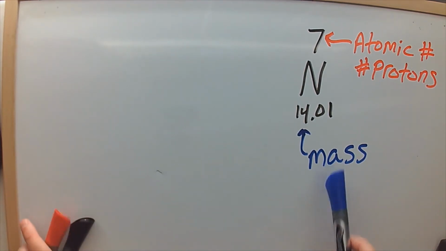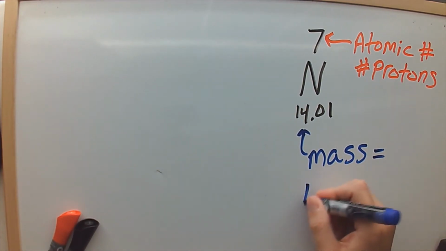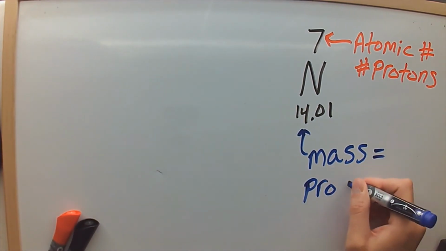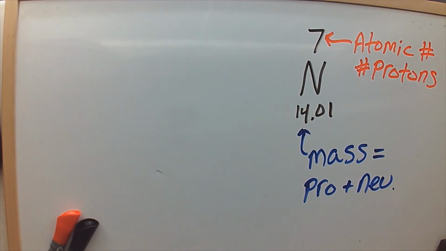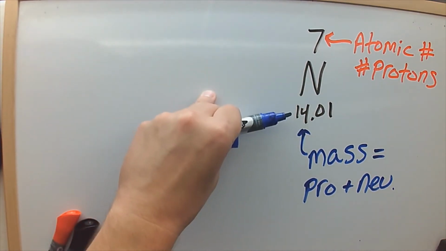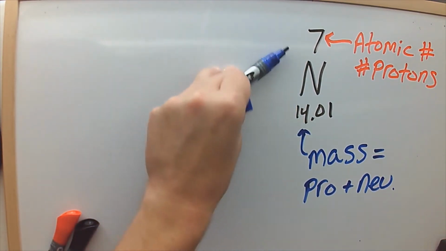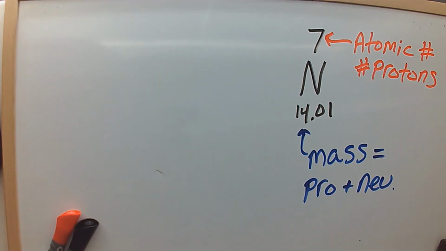Now, the mass equals protons plus neutrons. Right? So in order to find the number of neutrons, you would just subtract them. Now, you might be asking yourself, well, if I subtract these, I get a decimal. I get 7.01. How do I have 7.01 neutrons? You don't. You can only have whole numbers of neutrons.